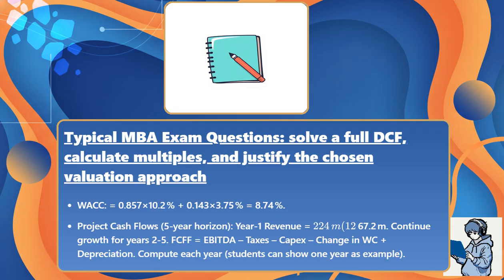Project cash flows over a 5-year horizon. Year 1 revenue equals $224 million, which is 12% growth. Earnings before interest, taxes, depreciation, and amortization equals 30% times 224 equals $67.2 million. Continue growth for years 2 through 5. Free cash flow to the firm equals earnings before interest, taxes, depreciation and amortization minus taxes minus capital expenditures minus change in working capital plus depreciation. Compute each year. Students can show 1 year as an example.